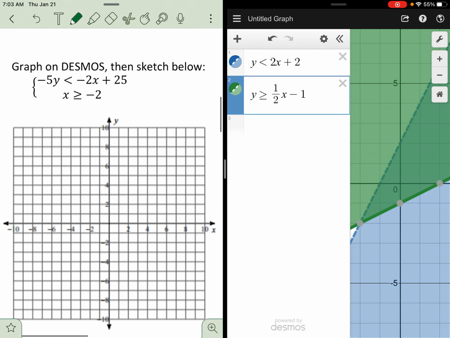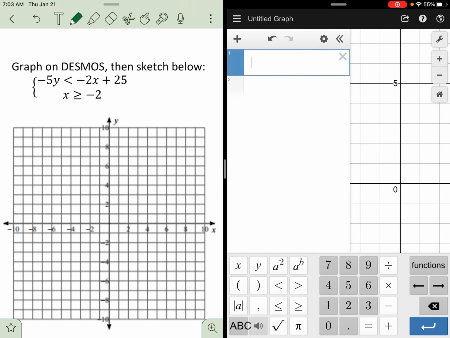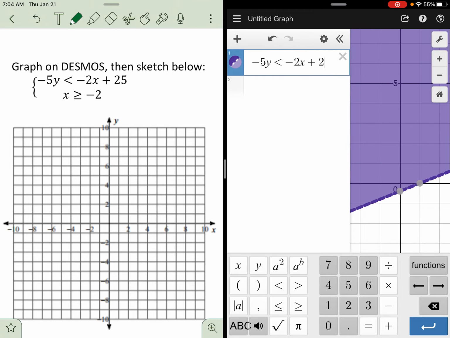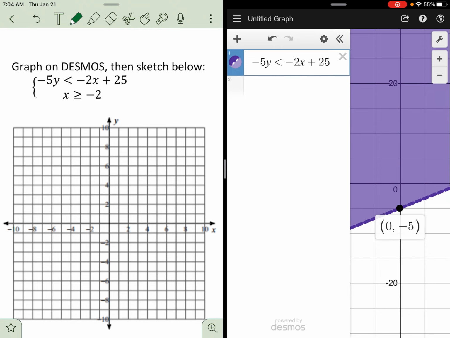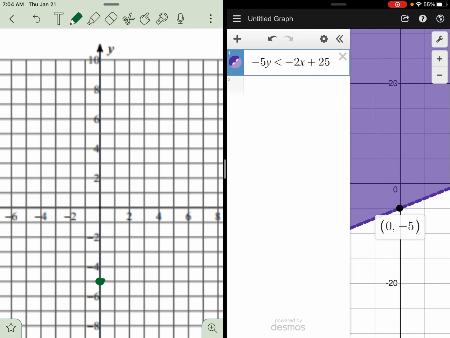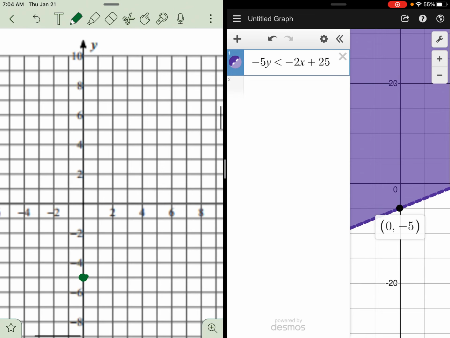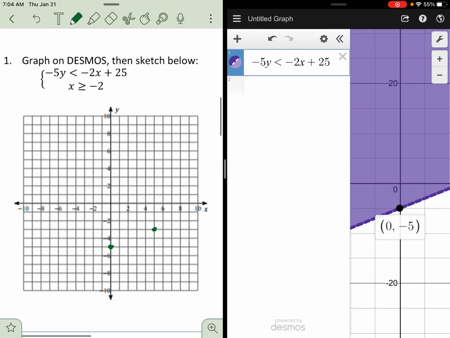All right, so we're going to do the same thing here. Let's graph on Desmos. This is a pretty complicated equation, it looks like, and this one's a little bit tough too. So let's graph it on Desmos, and then we'll sketch it below. Negative 5y is less than negative 2x plus 25. Okay, so this one goes all the way down here to 0, negative 5. And then, let's see, goes up to 5, negative 3, and that's just me tracing it along.